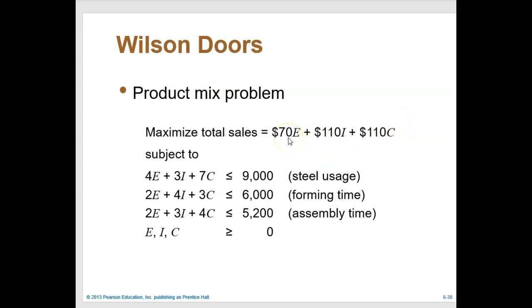We're using the selling price given in the previous table as the objective function coefficients, subject to the resource availability constraints. The first one is for steel usage. The second one is for forming time. The third one is for assembly time. And then we have our regular non-negativity constraints.